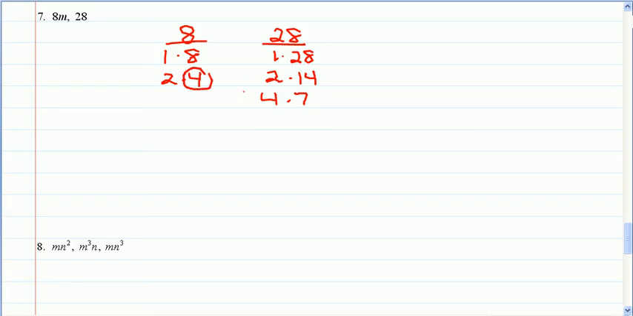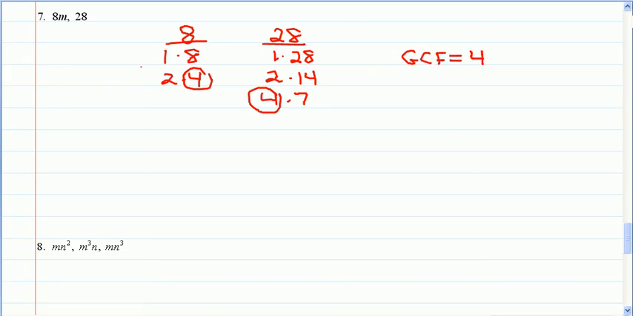For number 7, 8m and 28. So I start by listing the factors of 8 and 28. And the largest number that the two lists have in common is the number 4. So I start with greatest common factor is equal to 4.